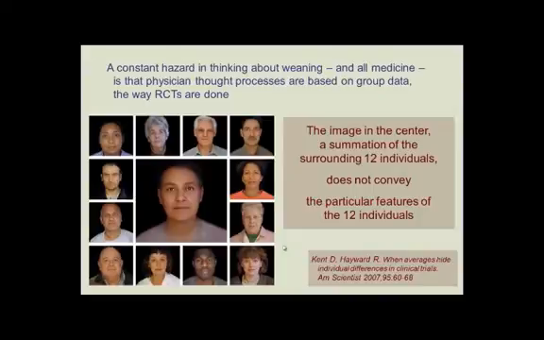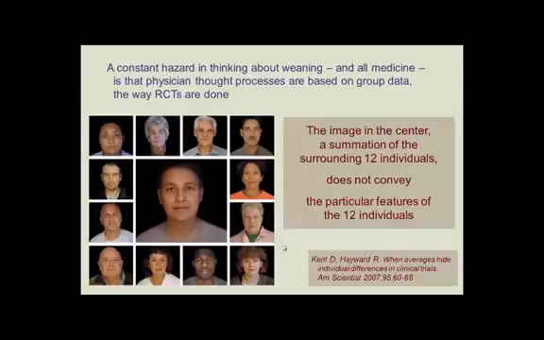in weaning and all of medicine, that many physicians' thought processes are based on group data. And that's how we get our information from randomized controlled trials. Of course, they have to be obtained on group data. That's how you collect research data. But at the point where you are a clinician, you then have to take that group data and apply it to the characteristics of the individual patient. And it's one patient at a time.